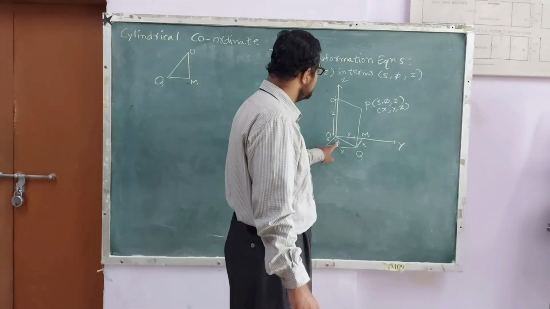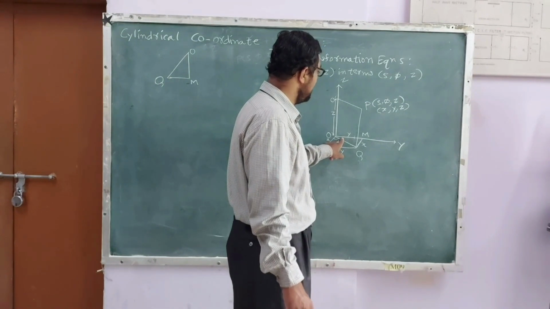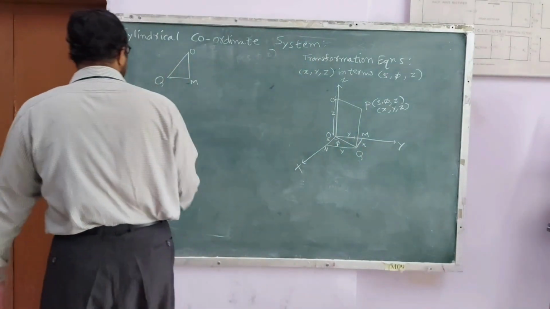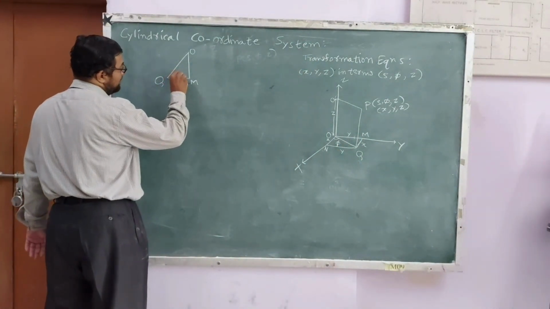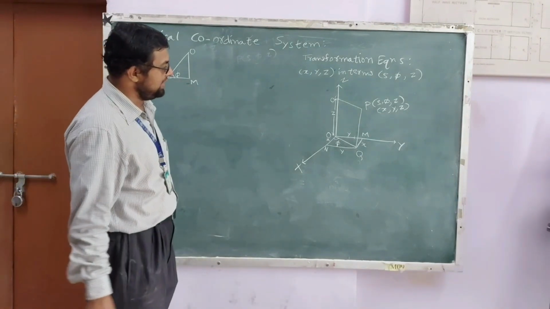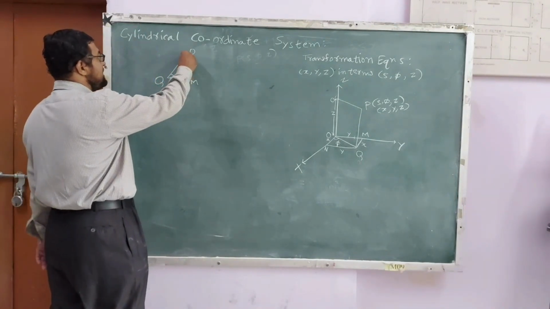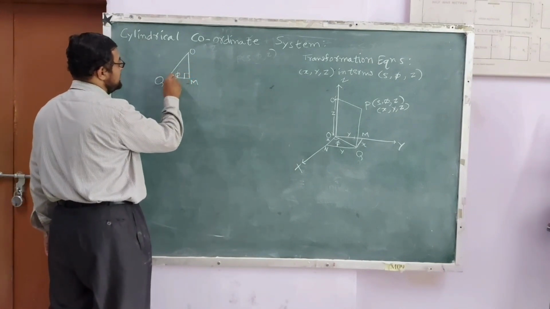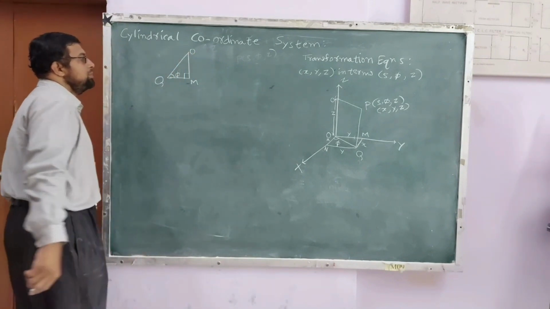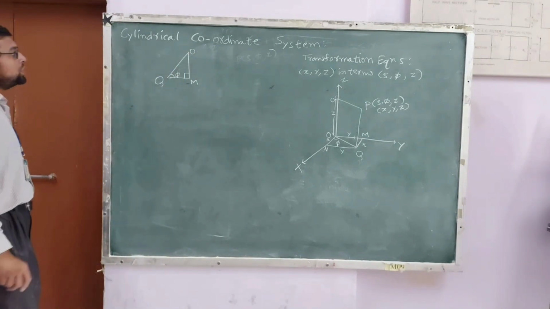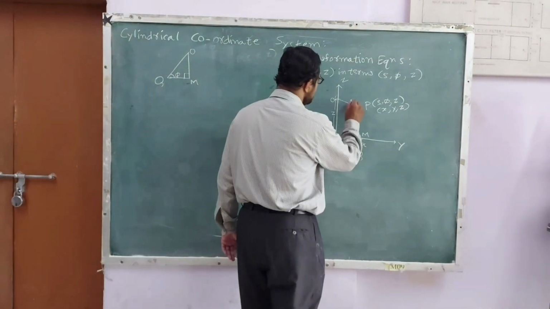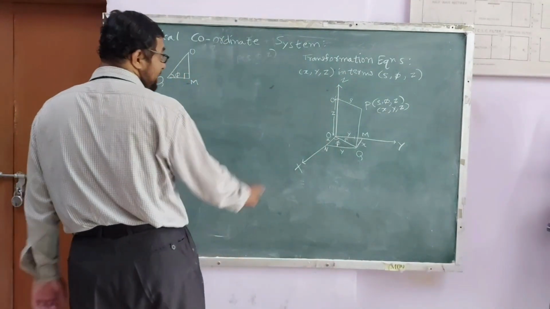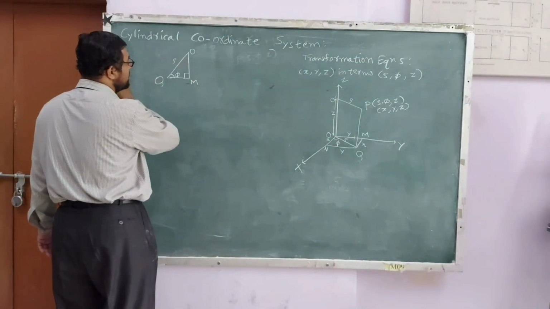Now if this angle is phi, then this angle has to be 90 minus phi, and it means this angle has to be phi. So angle Q here is phi, because the sum of the angles in a triangle should be 180 degrees. So this is 90 minus phi, this is phi, and this is our 90 degrees. So 90 plus phi plus 90 minus phi gives a total of 180 degrees. Next, this is our rho, which we have seen in the previous discussion, that is OQ. So OQ is rho.